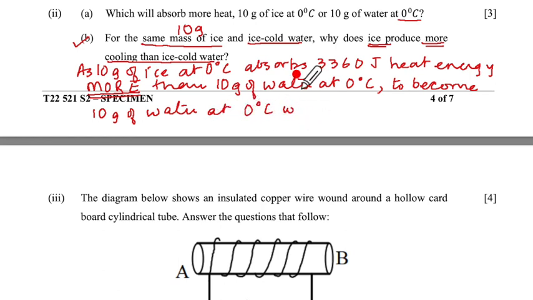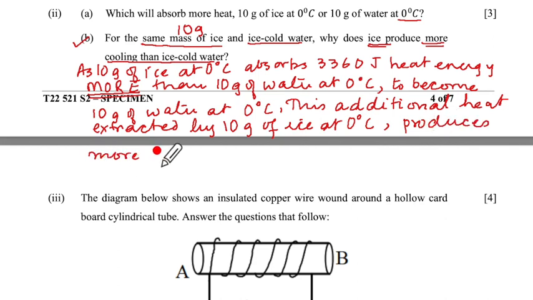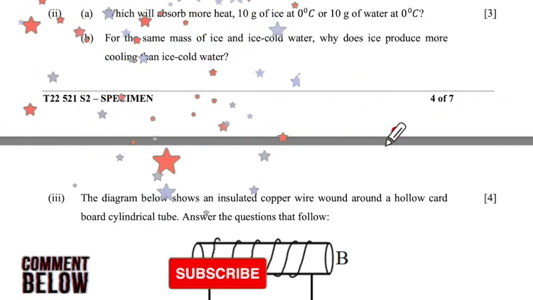We are just repeating the same statement that we wrote earlier, and then we will say this additional heat extracted by 10 gram of ice at 0 degrees C produces more cooling effect than ice cold water. Okay, let us come to the third part.